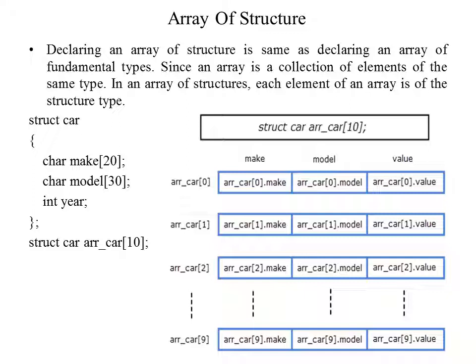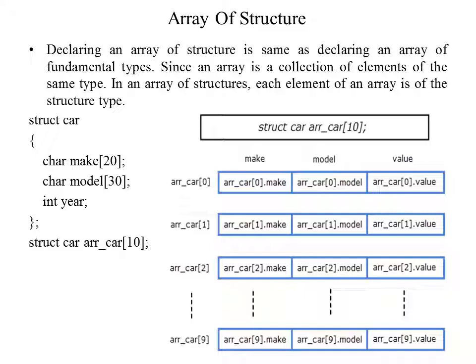Now at subscript 0 we have the first structure and the first structure will have its three members, make, model and value, which will be accessed using the dot operator. As you can see, arr_car[0].make, arr_car[0].model, arr_car[0].value. It means we are taking the array of structures and the first location of the array itself contains three parts, make, model and value.